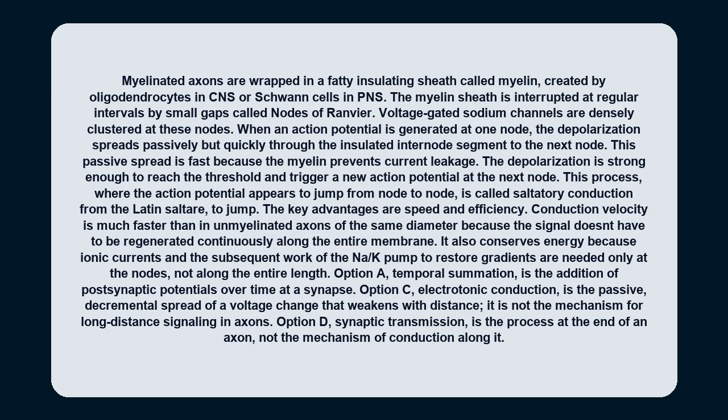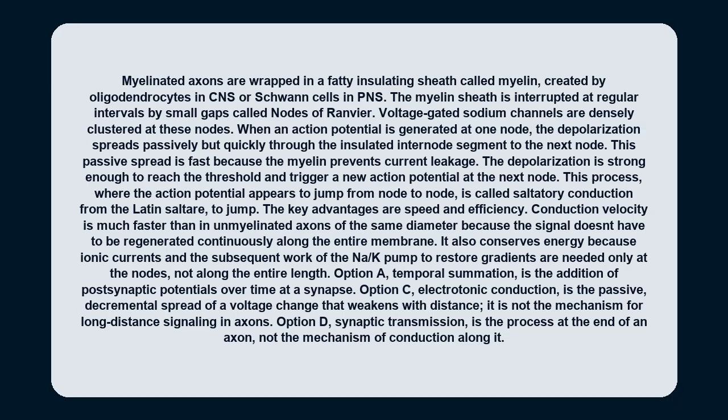When an action potential is generated at one node, the depolarization spreads passively but quickly through the insulated internode segment to the next node. This passive spread is fast because the myelin prevents current leakage. The depolarization is strong enough to reach the threshold and trigger a new action potential at the next node. This process, where the action potential appears to jump from node to node, is called saltatory conduction, from the Latin saltar, to jump. The key advantages are speed and efficiency.